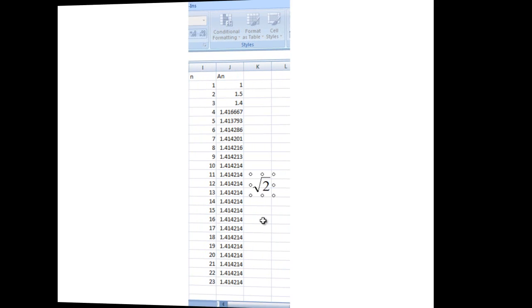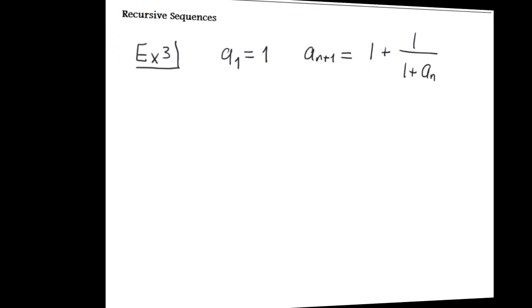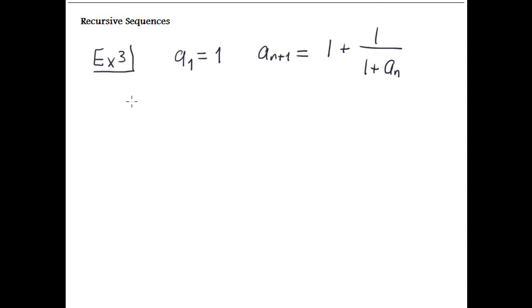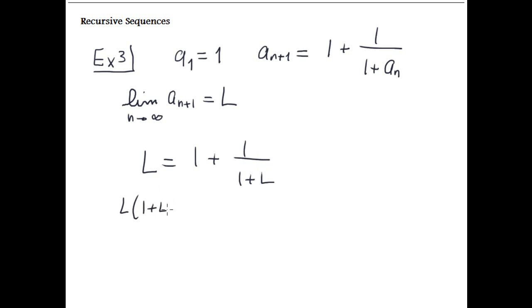Okay. So the sequence is monotonic and bounded, so the conclusion is the limit exists. And when n approaches infinity, a sub n plus 1 equals L. N plus 1 or n, doesn't matter. Then L is equal to 1 plus 1 over 1 plus L. Okay, multiply everything by 1 plus L. L times 1 plus L is equal to 1 plus L plus 1.